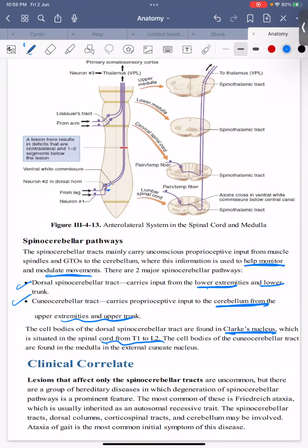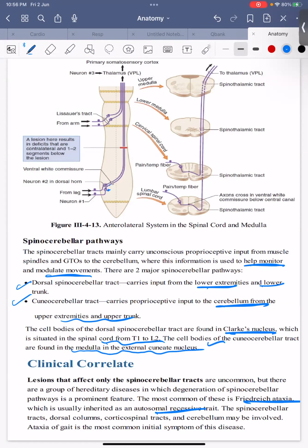Now, the cell bodies of the cuneocerebellar tract are found in the medulla in the external arcuate nucleus. They are not very important. Lesions that affect the spinocerebellar tract are very uncommon, and they are associated with hereditary diseases where there is a degeneration of this spinocerebellar pathway. The most common is Friedreich ataxia, which you will read about. It's an autosomal recessive trait.